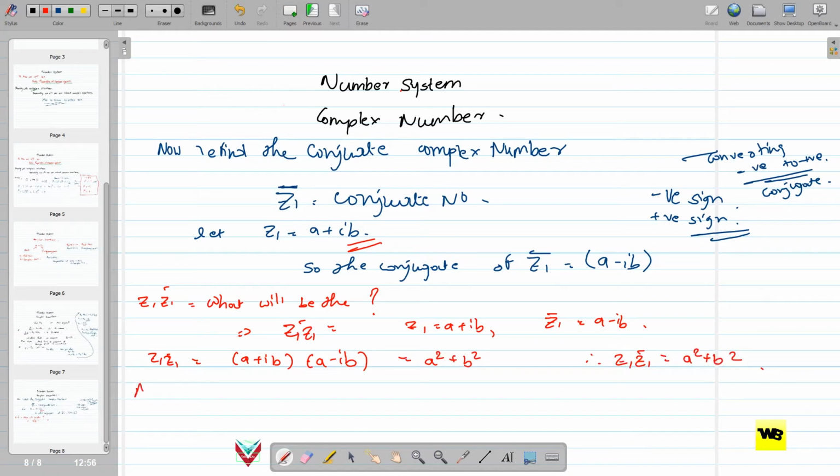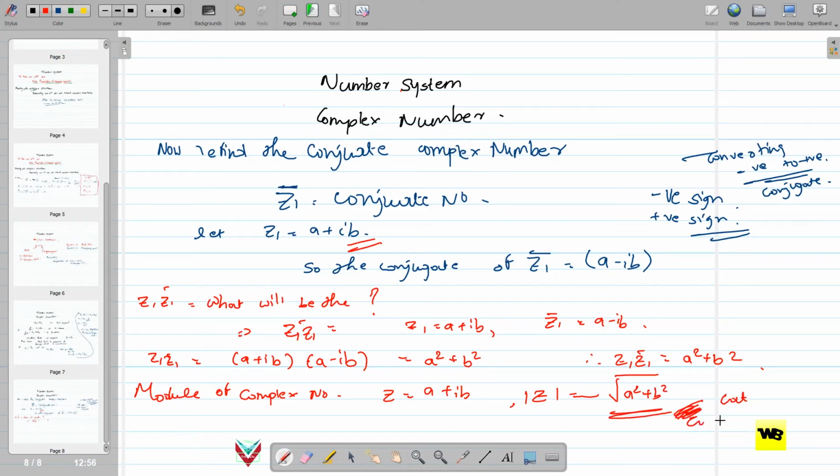So the modulus of a complex number: Z equals A plus IB and mod of Z equals root of A square plus B square. Basically this is the simplest question, which does not come in the CAT exam, but it can come in other government or railways exams. So for the CAT exam this is not important.